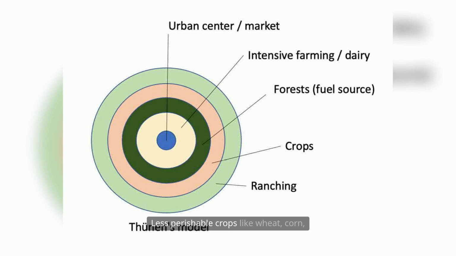Third ring is the grains and field crops. Less perishable crops like wheat, corn, and other grains dominate this zone. These crops are lighter, easier to transport, and do not spoil quickly. Farmers balance transport costs with land rent, producing intensively here.